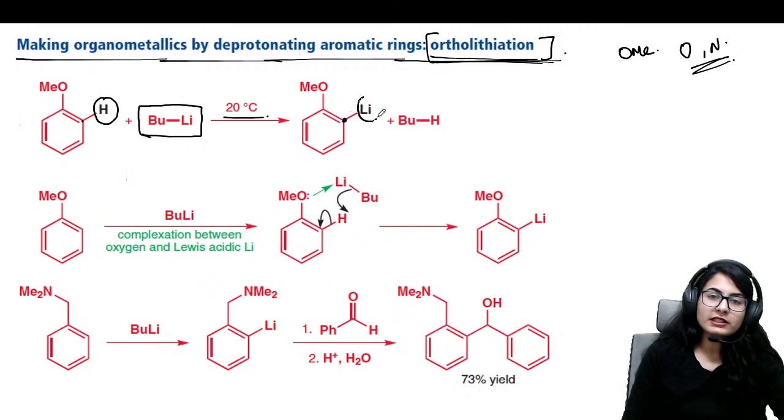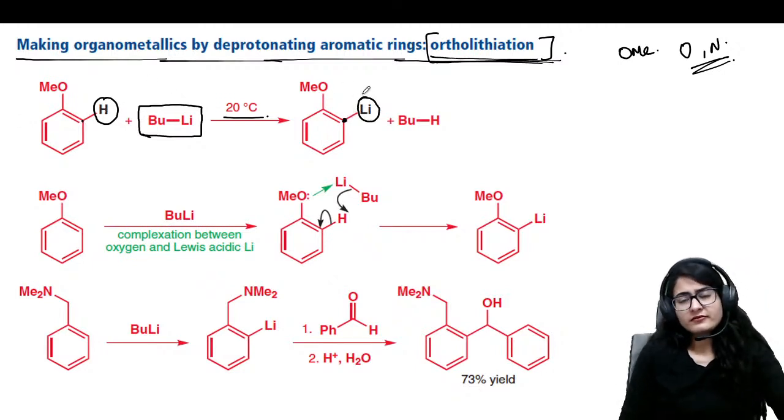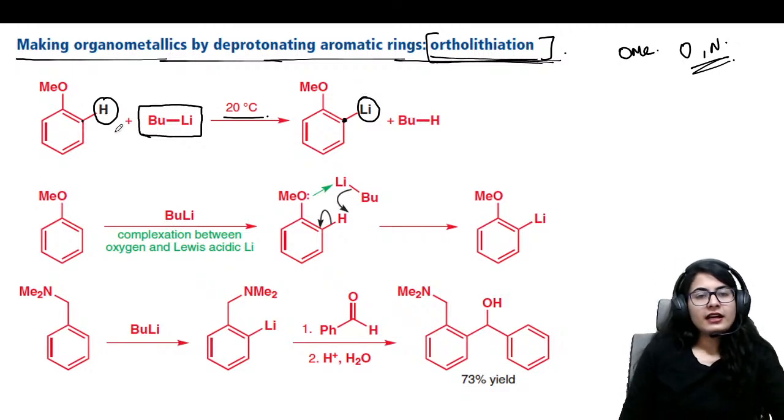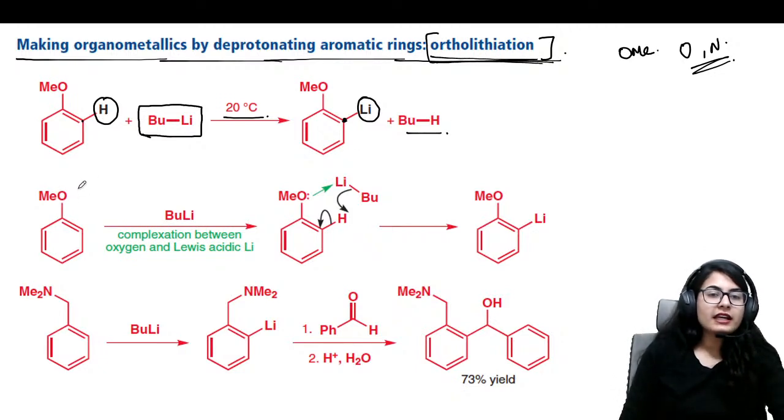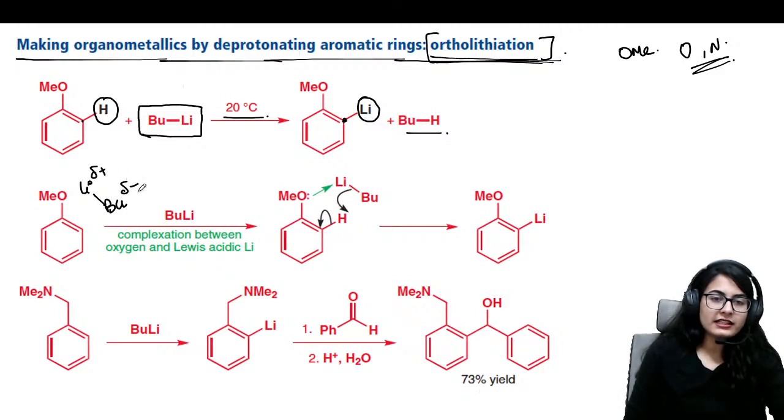This is called ortholithiation, that at the ortho position, after removing hydrogen, lithium has come, and along with that you get butane. How does it happen, guys? It happens like this: this oxygen is going to attract lithium, and the butyl group is actually negative polarity. This is positive and this is delta negative.